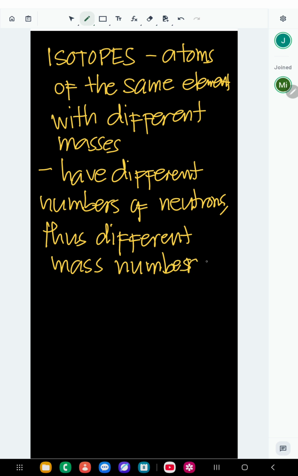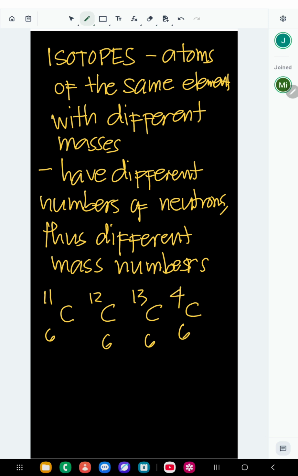Example, carbon. So carbon has these isotopes. They have different masses. So the same number of protons, it's the same element, the same atomic number, the same number of electrons, but different number of neutrons.